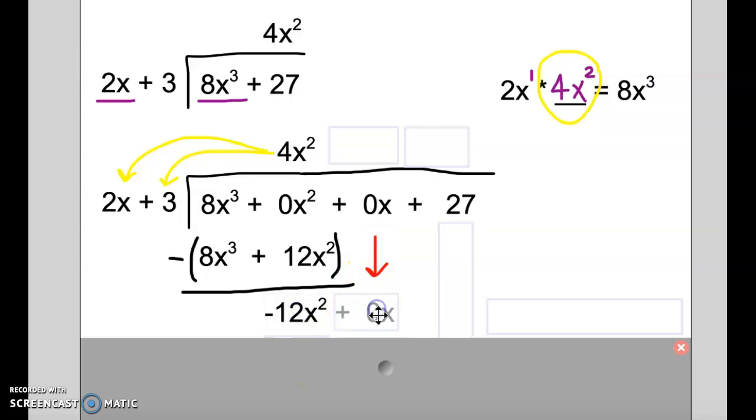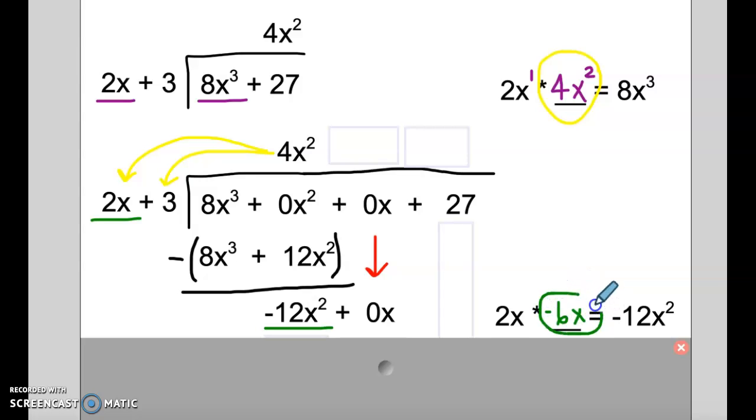After we subtract, we bring down. Okay? Then I start it all over. Remember, we're just looking at these first terms, the 2x and the negative 12x squared. So on the side, I need to think about 2x times what gives me negative 12x squared. So 2 times negative 6 gives me negative 12. And x times what gives me x squared? Another x. Okay, whatever I write here, that's part of my quotient. So I'm going to come up here and write negative 6x.